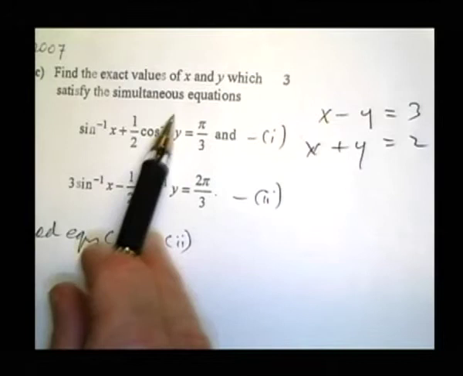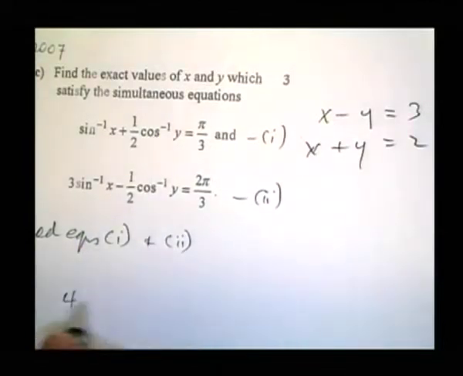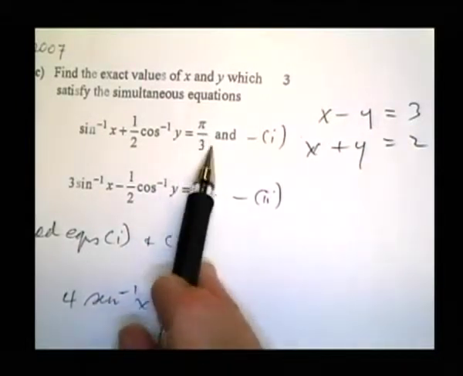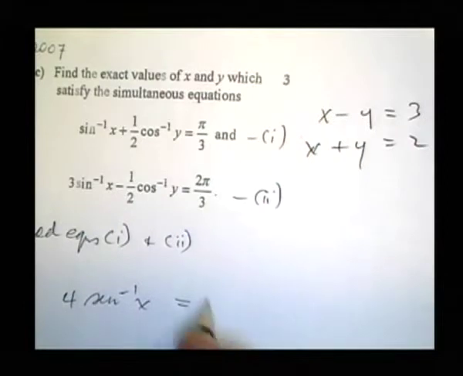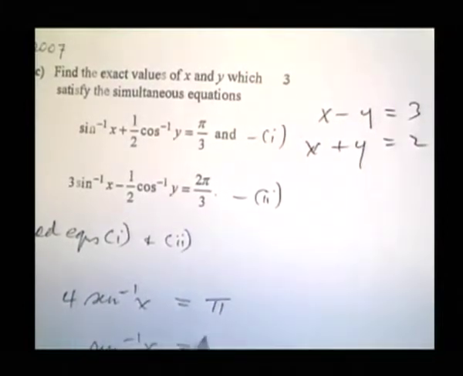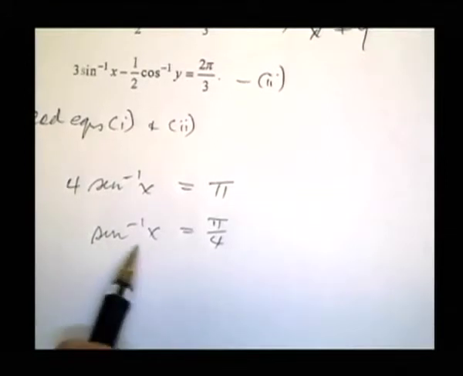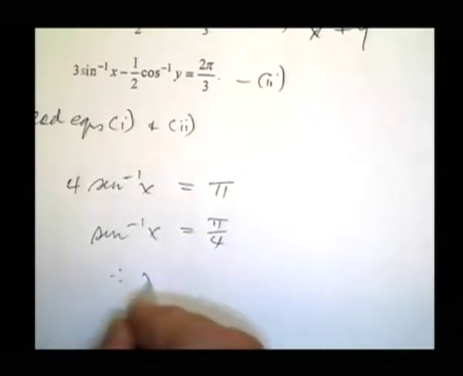They cancel out, and you end up getting 4 sine to the minus 1 of x is equal to pi over 3 plus 2 pi over 3, which is 3 pi over 3, which is pi, and so we end up getting sine to the minus 1 of x is pi over 4. Now sine to the minus 1 of x is an angle in radians, which we've found out. And now I use the interchanging. Don't forget, we can make that, therefore, x is equal to sine of pi over 4.